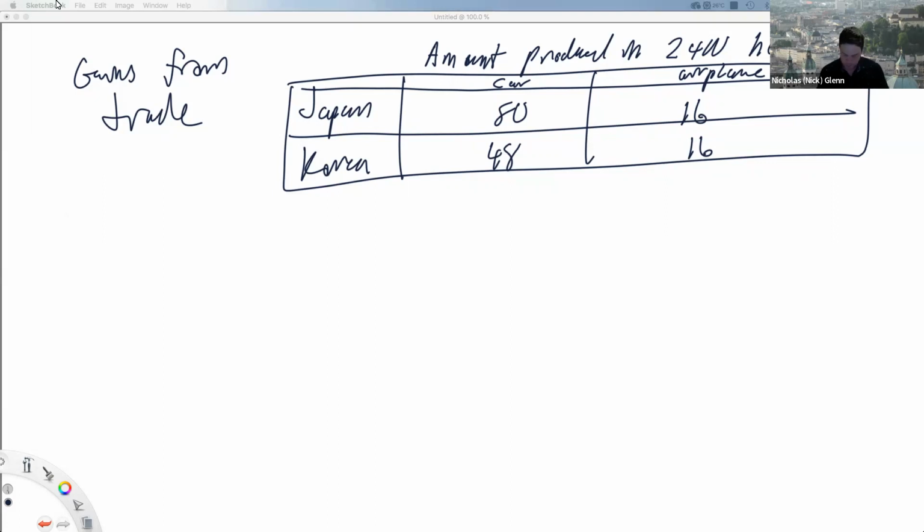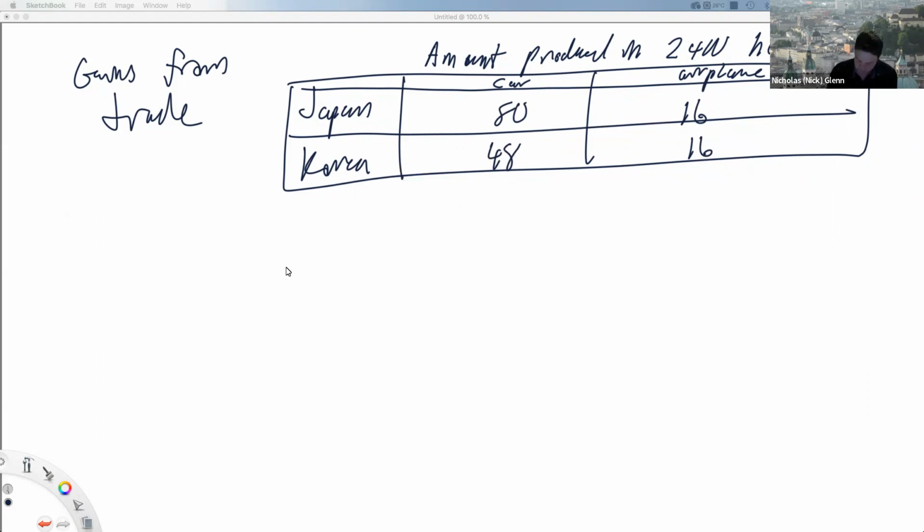So we have our problem. It looked at Japan and Korea, and they both have the same amount of hours, 2,400. If Japan spent all their time producing cars, they could produce 80 cars. If they spend all their time producing airplanes, it would be 16. What about Korea? Well, they can produce 48 cars or 16 airplanes. Now they're also free to do some combination.